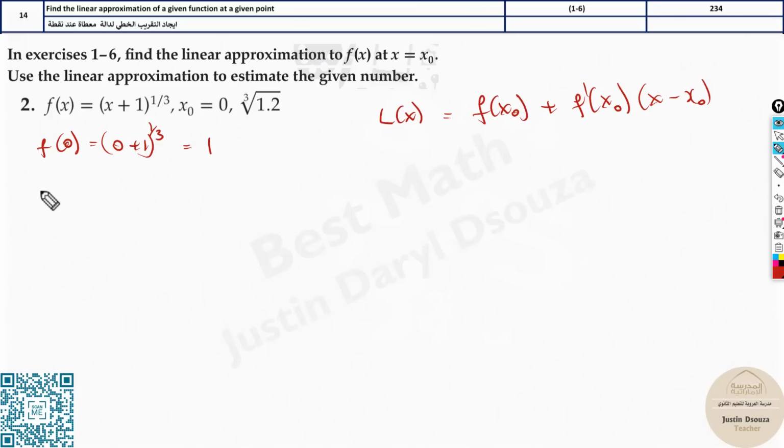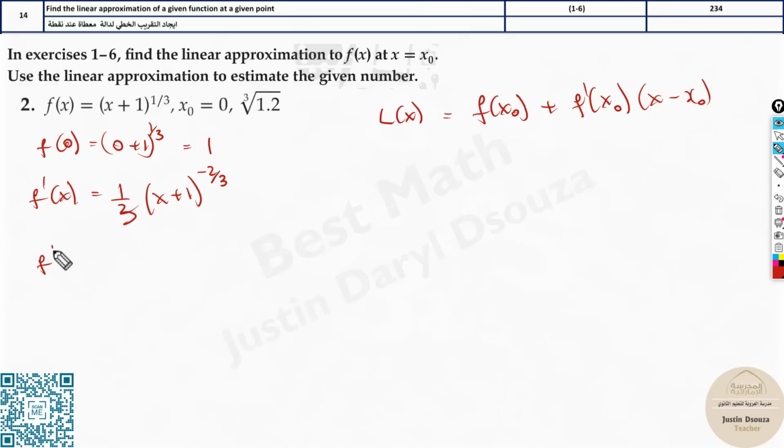1 to the power 1/3 is 1 itself. So then we will differentiate this given function. Here 1/3 comes down, it's the power rule. 1/3 comes down, multiplied by (x + 1). What is 1/3 minus 1? It will be negative 2/3. It's all by the power rule because we subtract 1 from the exponent, isn't it? So 1/3 minus 1 will be minus 2/3.